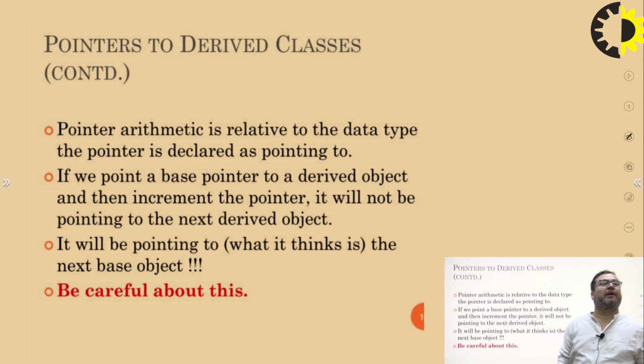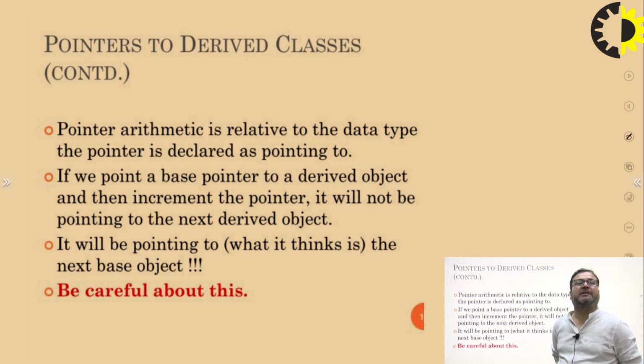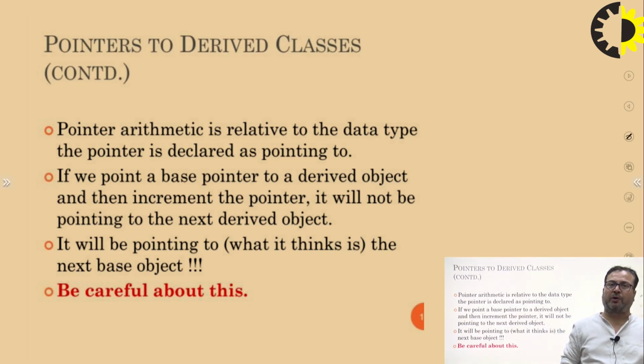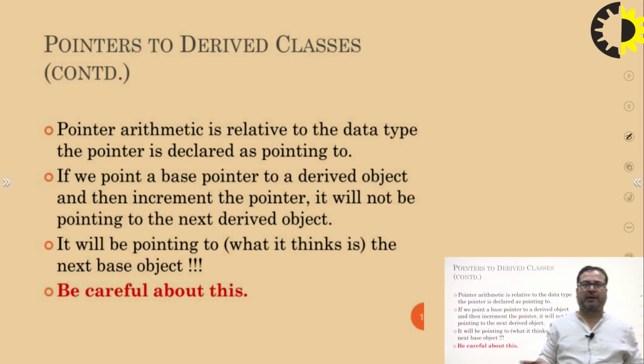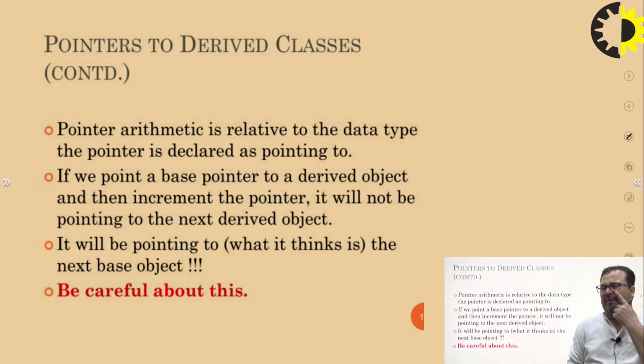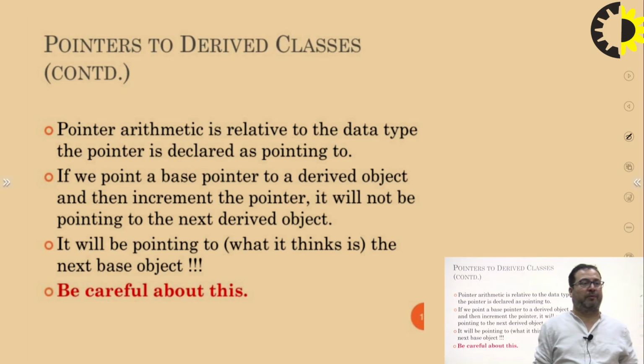Now, pointer to derived class. Pointer arithmetic is relative to the data type the pointer is declared as. Pointer arithmetic means you perform some arithmetic operation like addition or subtraction. A pointer holds an address. If you add 1 to a pointer, then depending on the type of pointer, that many bytes will be shifted. For example, if it is an integer pointer and you add 1, it will move forward by either 2 or 4 bytes.